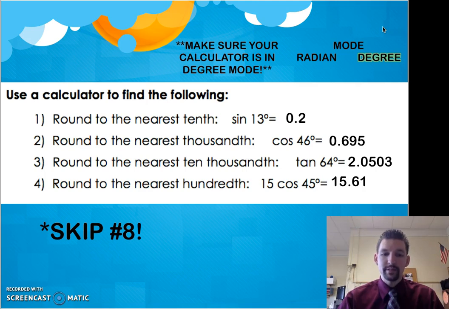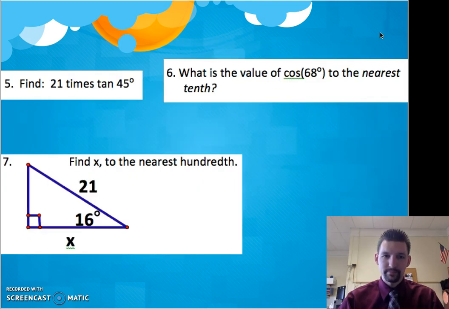We're going to do the next problem together, but I'm going to want you to skip number 8 when you are working on your own. So number 5 here says 21 times the tangent of 45. You're going to just put in your calculator 21 tangent of 45, and it will give you 21. And then for number 6, it says what is the value of cosine 68 to the nearest tenth? So you will round that to the nearest tenth from your calculator and get 0.4.